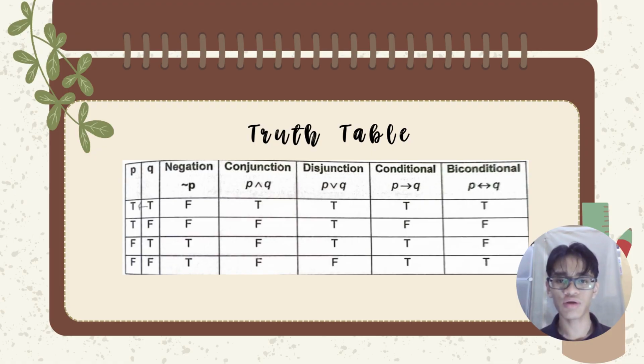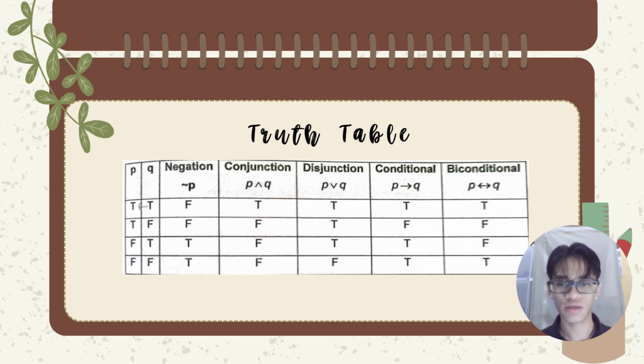So this is the example of a truth table. In this table, we have two inputs, which are P and Q. In the first column, P, the truth values are true, true, false, false. In the next column, Q, the truth values are true, false, true, false. The next column is negation. This column negates the statement of P, which means we negate the truth value from P, for example, from true becomes false, from false becomes true. So in this column, the truth values are false, false, true, true.